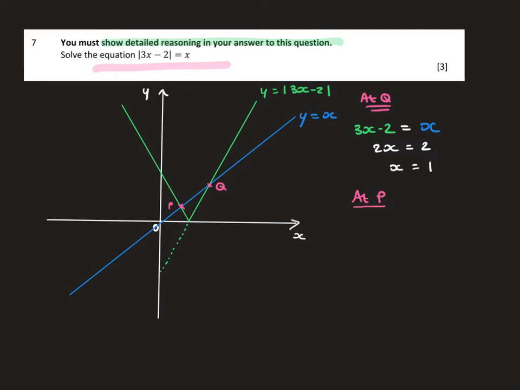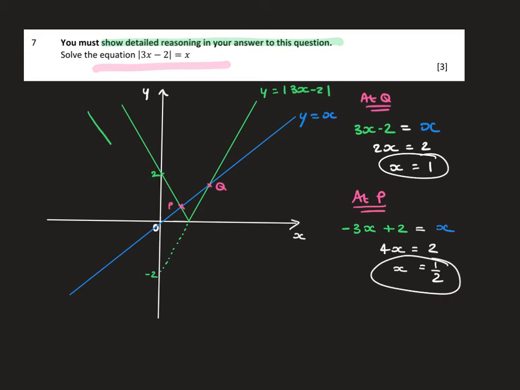At point P, the green graph is now negative 3x plus 2. Look at its y-intercept. It's going to be a positive 2 here, reflected up from a negative 2. And look at the gradient, look at the direction of the line. It's a gradient that's negative, so it's a negative 3. So negative 3x plus 2 is equal to x. And when we rearrange this equation, we will get 4x is equal to 2, so x is equal to a half. So the two answers to this question are x equals a half and x is equal to 1.